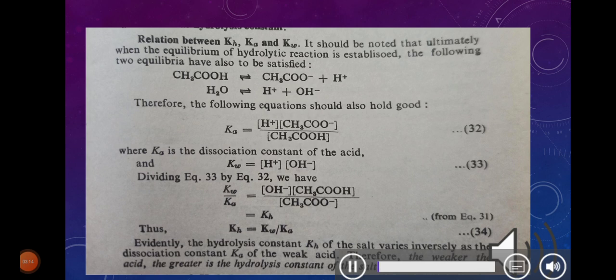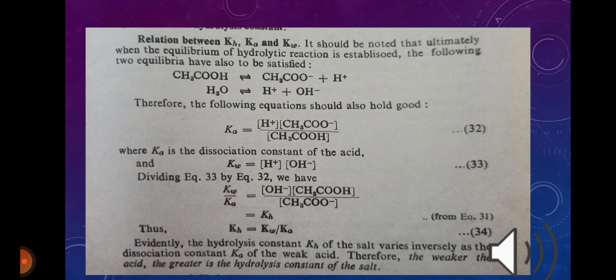Now the relation between KH, K alpha and KW. What is KH? KH is the hydrolysis constant, K alpha is the dissociation constant, and KW is the dissociation constant for water. What is the relationship between these three? For example, you can write the equation: acetic acid gives rise to acetate ion plus H plus, and H2O ionizes to give H plus and OH minus ions.